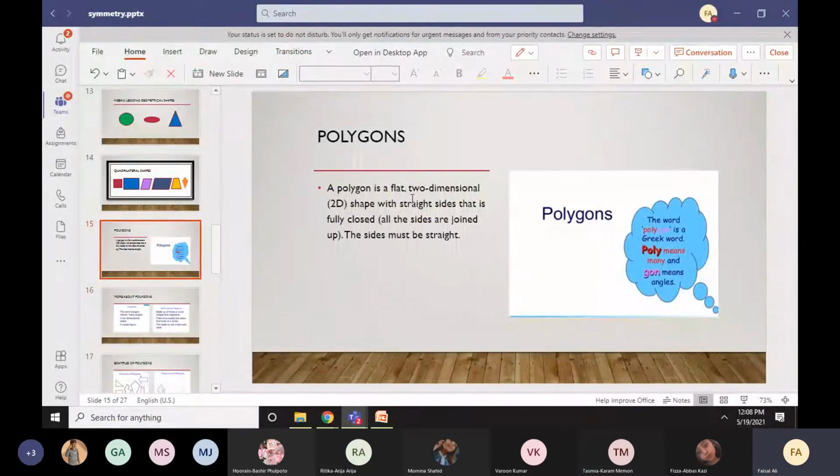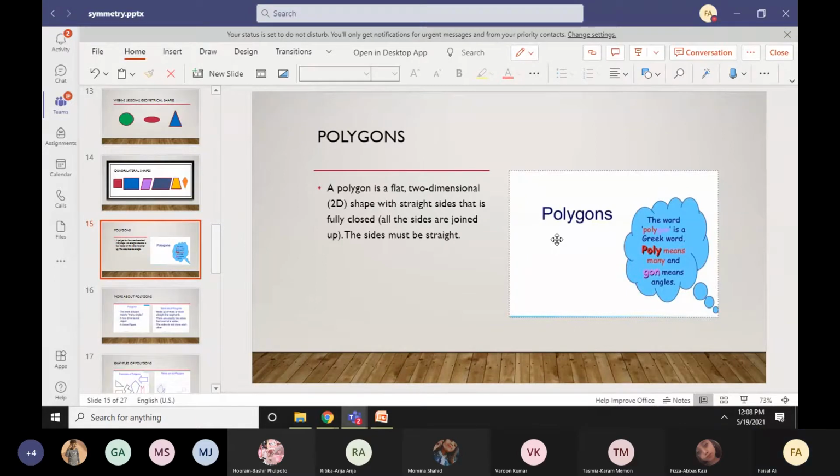Okay, now the topic is polygon. The word polygon is from the Greek word poly, which means many, and gon, which means angle. A polygon is a flat 2D shape with straight sides that is fully closed. Like a square: in a square we use straight lines and this figure is closed.